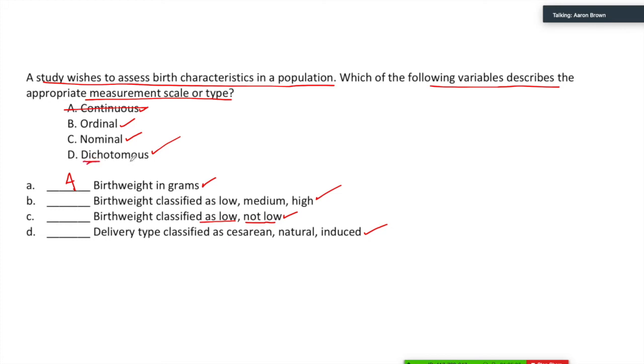Dichotomous, well, di means two, which you were absolutely right about. And so when we have birth weight classified as low or not low, that would definitely fall within there. So now we're stuck with ordinal or nominal. The way that you have to remember this is ordinal can be placed in order. Nominal can only be categorized by name. Think nom like name. And so when it comes to cesarean, natural, induced, what order would you put those in? You can't, right? You can't put natural before cesarean, induced after. Good. So this would be nominal.